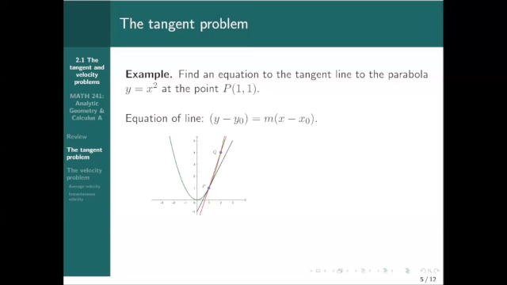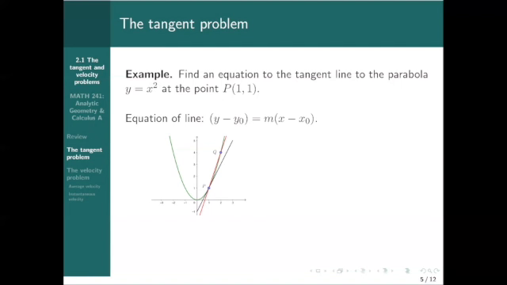We know how to graph quadratic functions. So this is the graph of the given function y equals x squared. And in this case, we're going to have a parabola that is concave up and the vertex is at the origin.